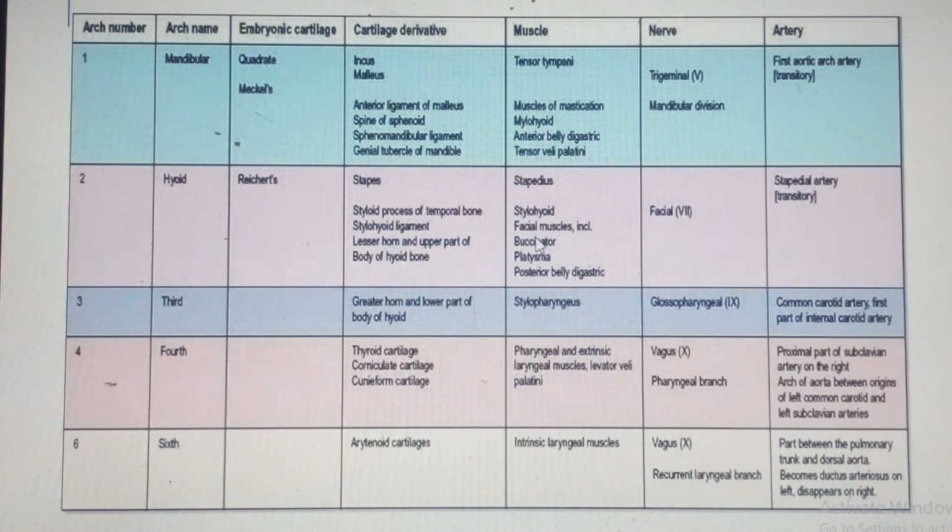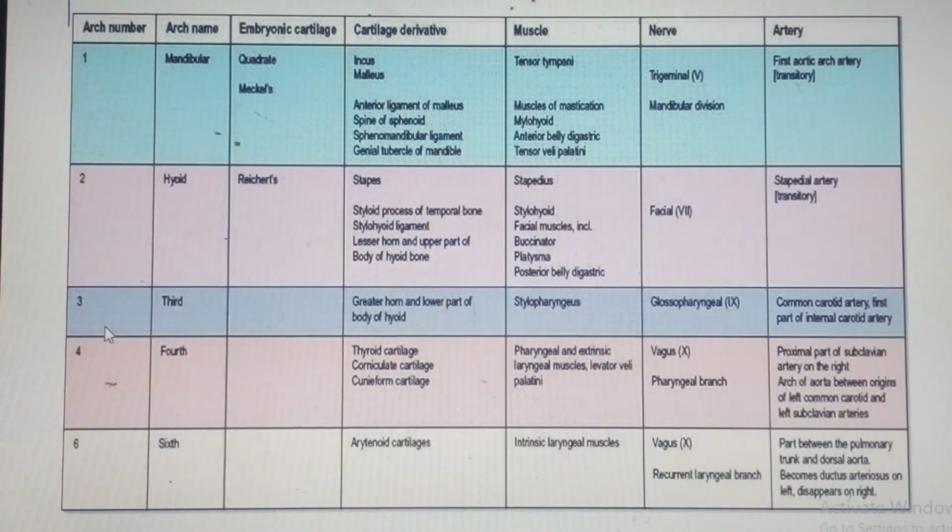Then apart from that, those muscles in the posterior aspects, like the posterior belly of the digastric muscle, will also be part of it. Of course, the stylohyoid muscle will also be part of it. So all these are muscles which are supplied by the facial nerve.